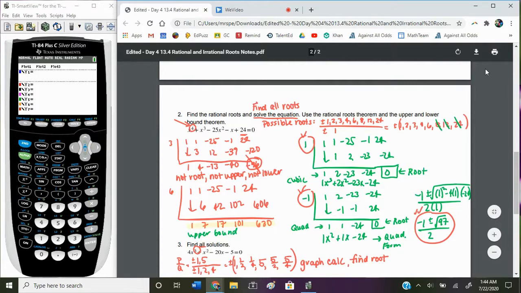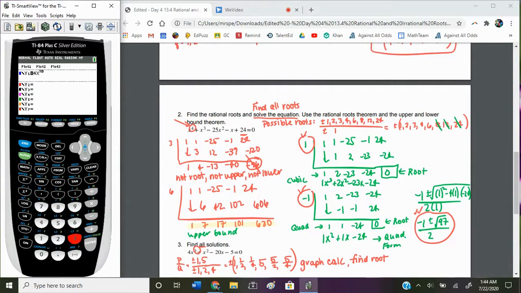We're going to go to y equals, and you do 4x to the third. Make sure you hit the right arrow to get out of the exponent, plus x squared minus 20x minus 5. All right, so I'm going to hit graph, and remember, I'm looking for potential rational roots at 1 or -1, 1/2 or -1/2, and so on my list.